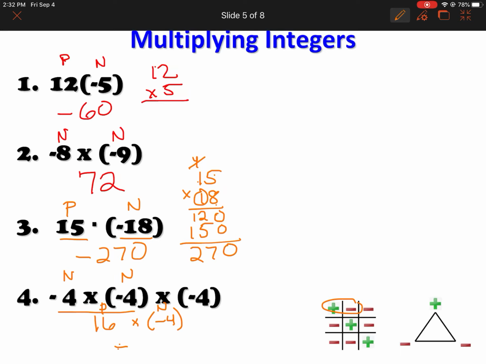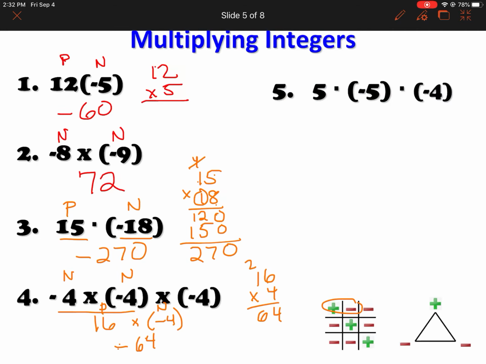So we're going to go 16 times 4. In case you don't know that, do it in your head. You're going to get 64, so we get negative 64. Now what we're going to start to learn is if you can count your negatives, if you have an odd number of negatives, the answer is going to be negative. If you have an even number of negatives, the answer is going to be positive. We're going to learn that when we get to exponents.